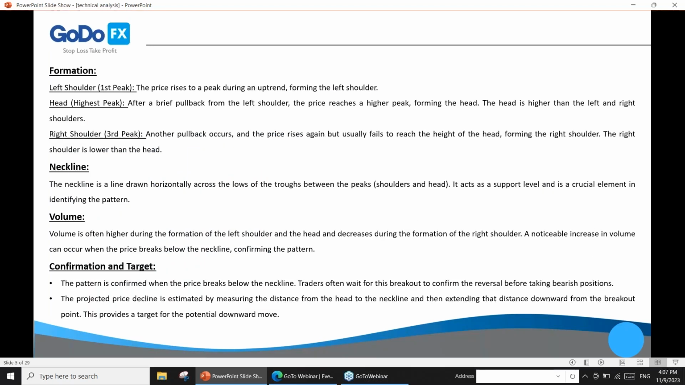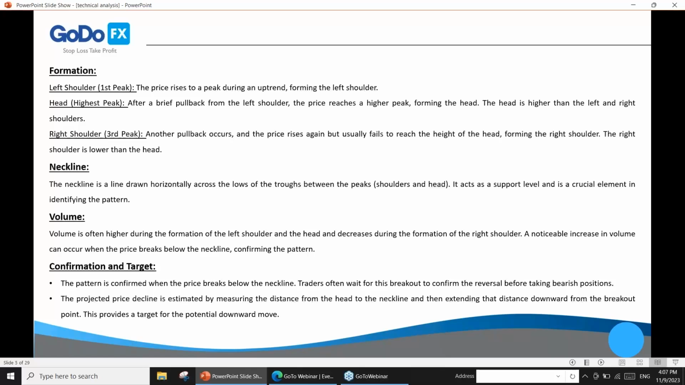During this pattern, the volume is often higher during the formation of the left shoulder and the head, and after that it is going to decrease during the formation of the right shoulder. There is a noticeable increase in volume that occurs when the price breaks below the neckline, confirming the pattern. So to confirm this pattern, the price breaks below the neckline, and traders often wait for this breakout to confirm the reversal before taking a bearish position.